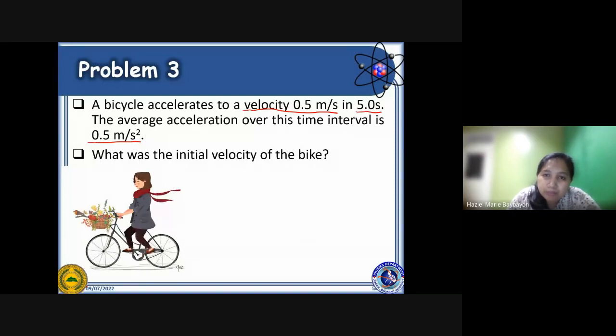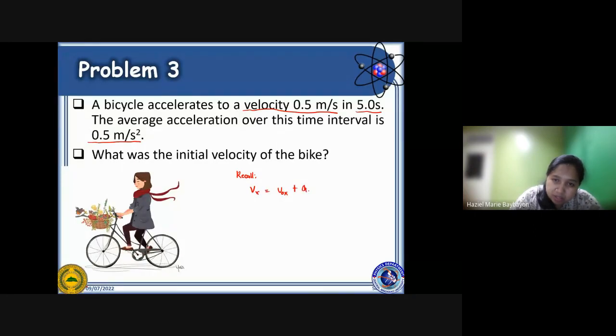Now, this problem involves velocity, acceleration, and time. Okay? So we can use the first equation of the 4 kinematics equations. So recall equation 1, which is V sub x equals V naught x plus A sub x t. Sakto ba nga equation, class? Yes, ma'am. So V sub x equals V naught x plus A sub x times time.